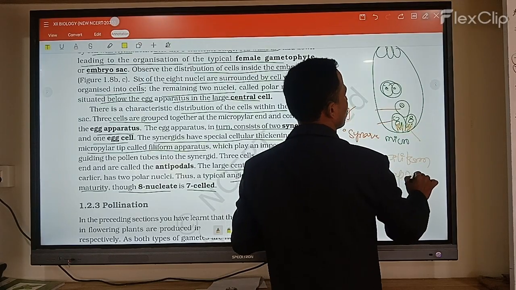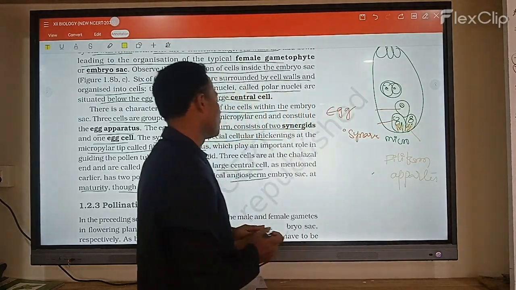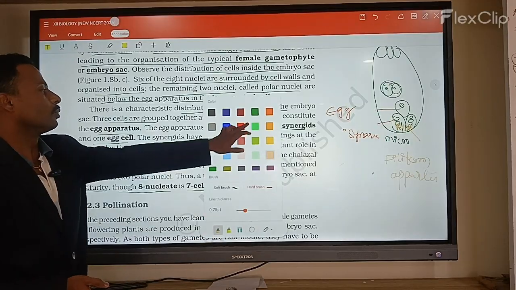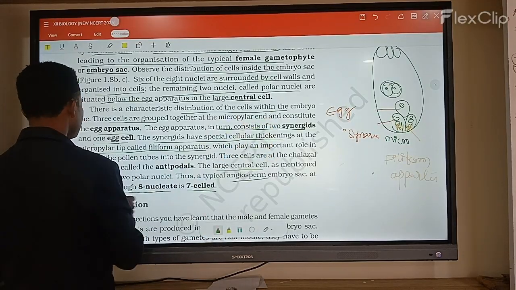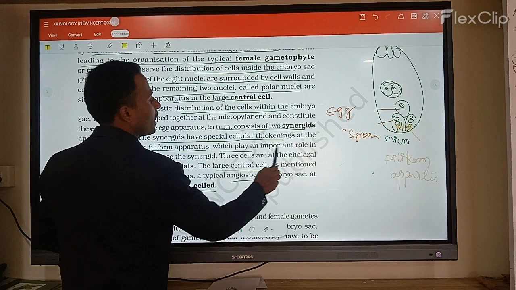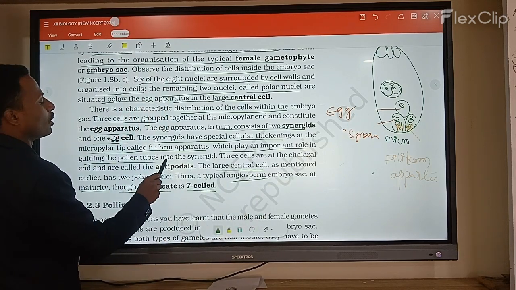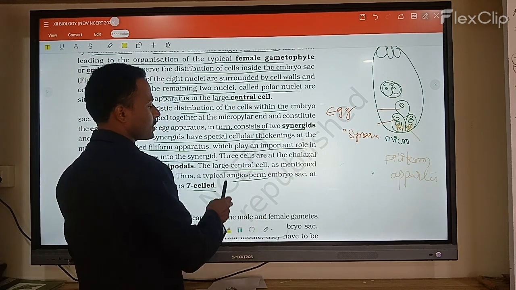What is the function of the filiform apparatus? It acts as a guide for the pollen tube. It plays an important role in guiding the pollen tubes when entering the synergids.